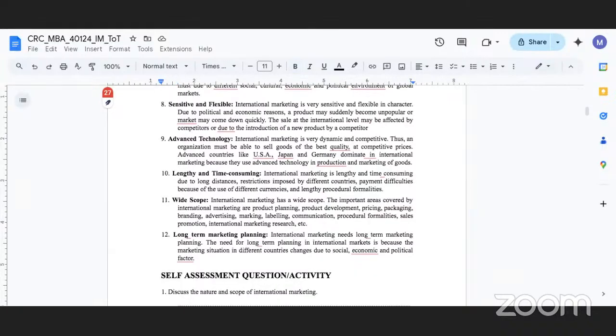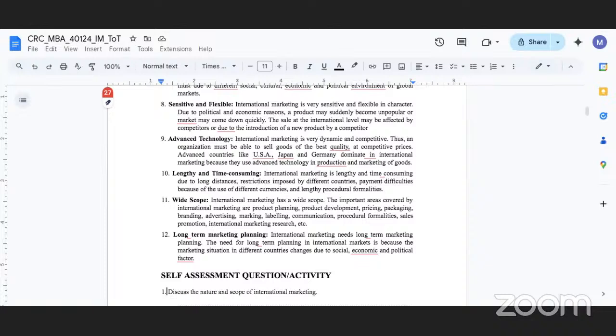The next one is advanced technology. So when you're talking in terms of advanced technology, in most cases we talk in terms of USA, Japan, and Germany because of the kind of quality and technology that they use in production and marketing of their goods. However, it is no more restricted to these three countries. India has also shown a good growth in some products where we are at the top of the game.